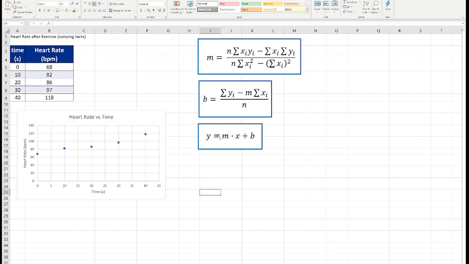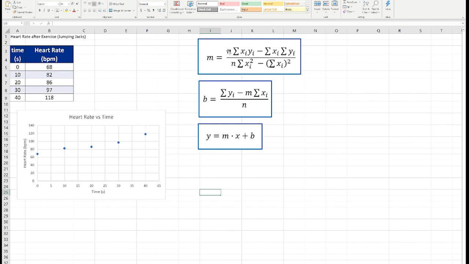We know that the equation of the line is y equals mx plus b. This is our goal. We eventually want to have an equation that represents our heart rate versus time data in the form of y equals mx plus b. In order to get that, we need to find m and we need to find b. I'm going to spare you the derivation for finding the slope and b equations, but let's talk through what they are generally so that you understand what's happening in the equation.